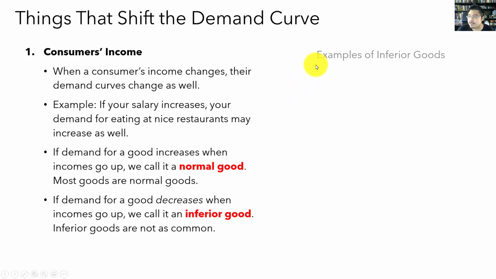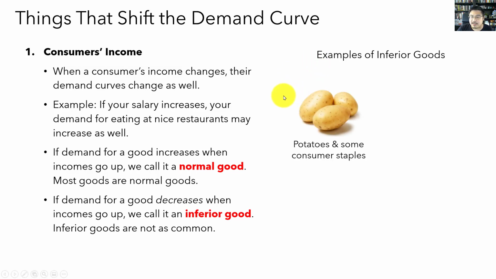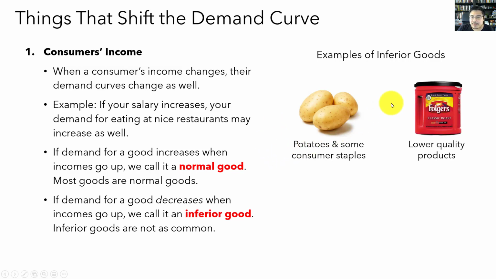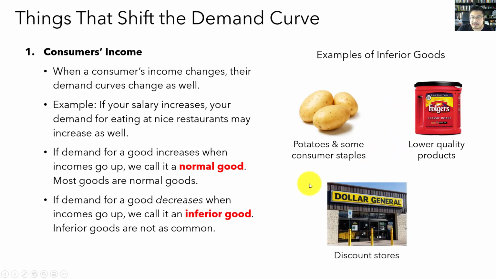So what are some examples of inferior goods? Well, there are certain consumer staples, like potatoes, that sometimes behave like inferior goods because as you get richer, you prefer to eat more expensive and fancier foods. Similarly, discount and off-brand products like cheap instant coffee versus real coffee, or discount stores versus higher-end stores might be considered inferior goods because people move away from those things towards higher quality products as they get richer.